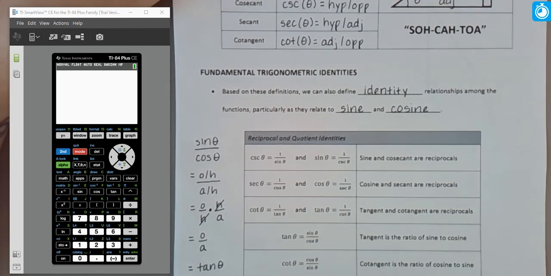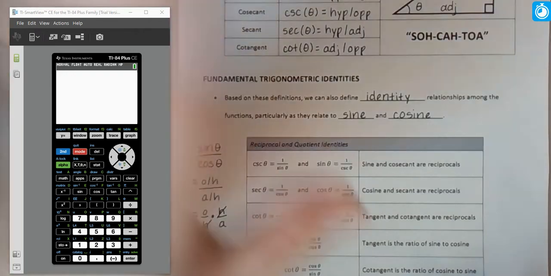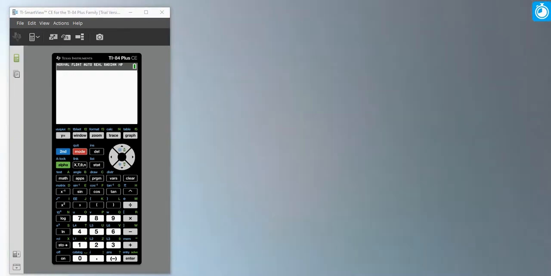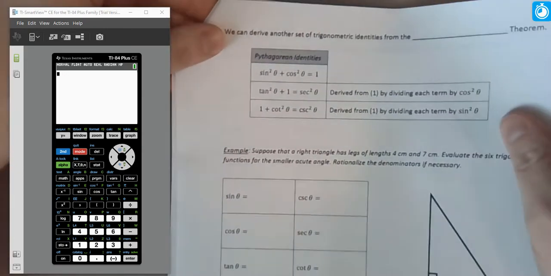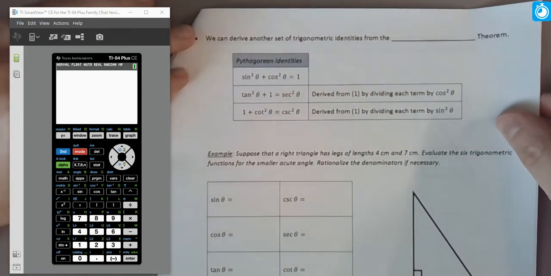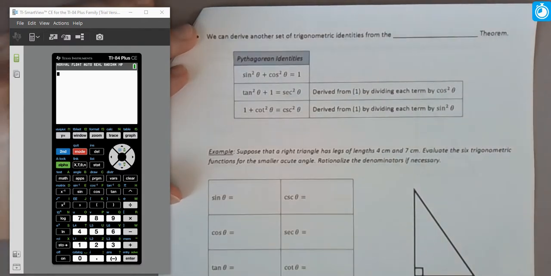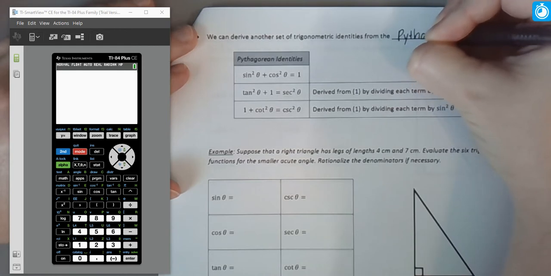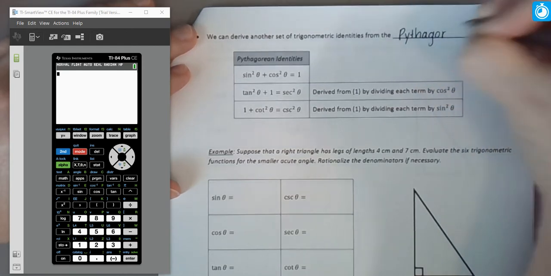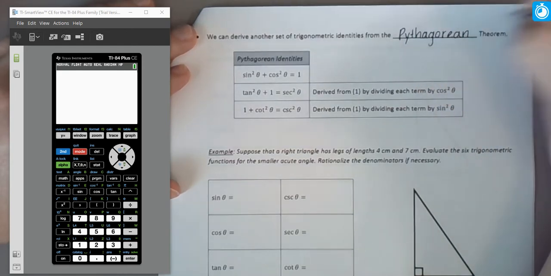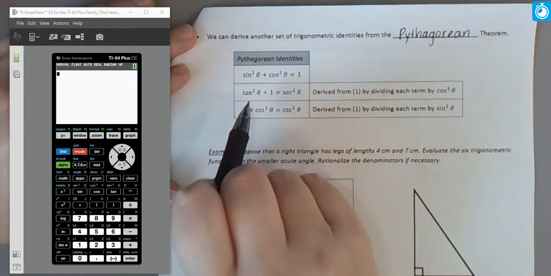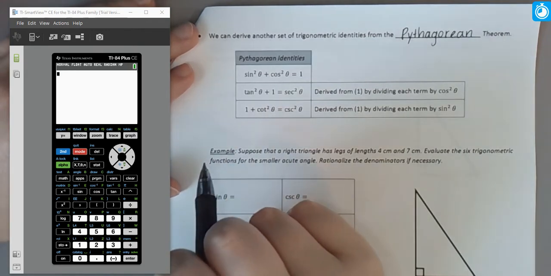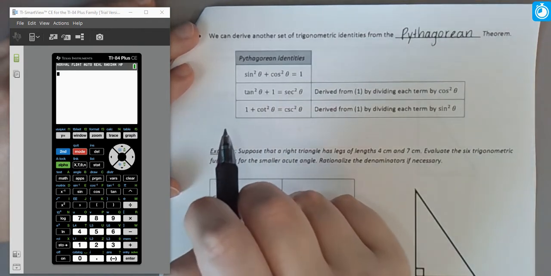Okay, so let's look at one other type of identity that we can get just from these definitions, these ratio definitions. So we can also derive another set of identities from the Pythagorean Theorem. And we call these Pythagorean identities because they are related to the Pythagorean Theorem. So we have 3 different identities, and again, these are going to relate a pair of trigonometric functions related to our particular angle theta.